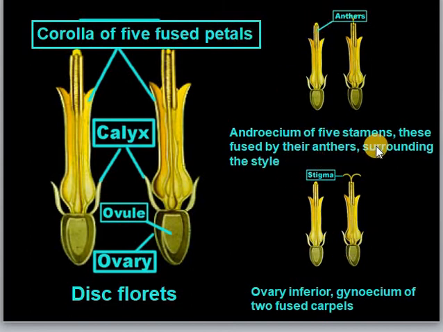Androecium is formed of 5 stamens, and the anthers are fused, and they surround the style. Coming to ovary, ovary is inferior. It is present below. See the position of ovary. Ovary is below. From the ovary wall, calyx, corolla, and all other whorls are forming. So ovary is inferior. And gynoecium is bifid. Gynoecium is formed of 2 carpels, so the stigma is bifid.